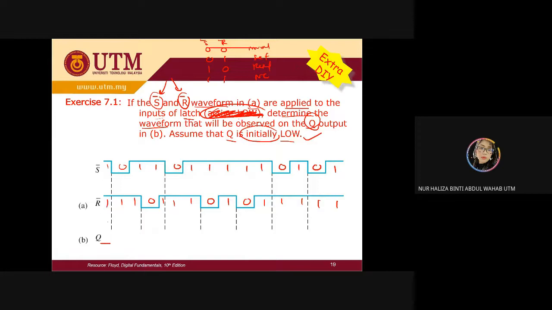0, 0. Okay, this one because it is the initial value. Okay, we start here. Wait. Initial is low. If 1, 1, it is no change. Of course, it's going to be 0 also. Wait, let me draw it carefully. Every single change is important for you to take note.